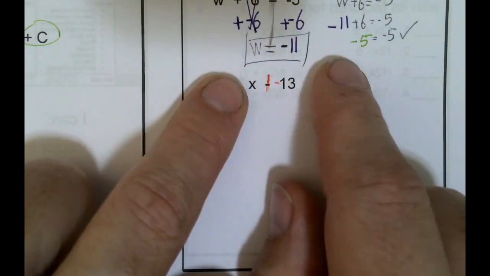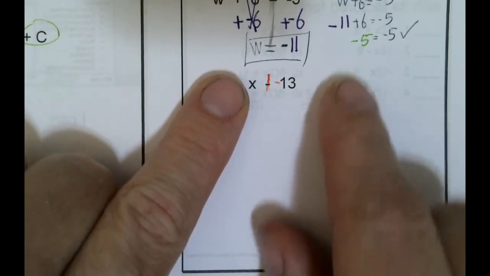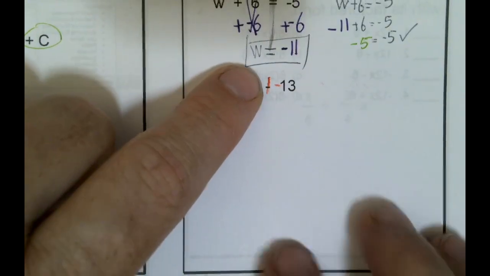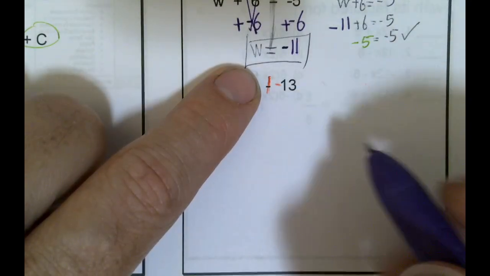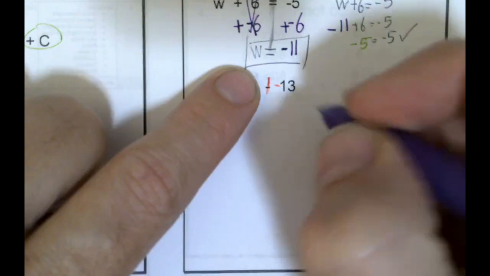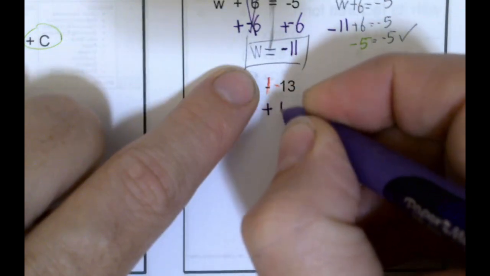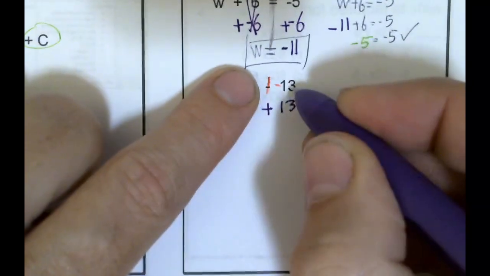We want to get that variable all by itself. So what we're going to do is cover up that variable, and we're going to see that we're adding a negative 13. So you and I have one step, award. Today we're going to add something. So what can we add to get rid of a negative 13? That's correct. We're going to add a positive 13.